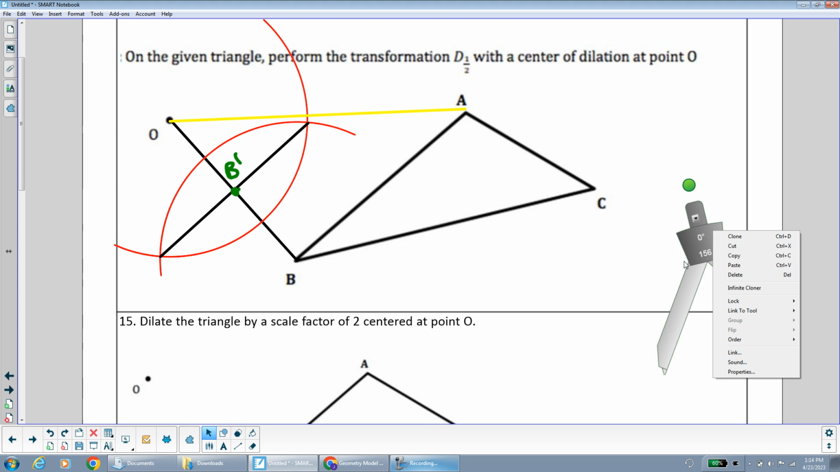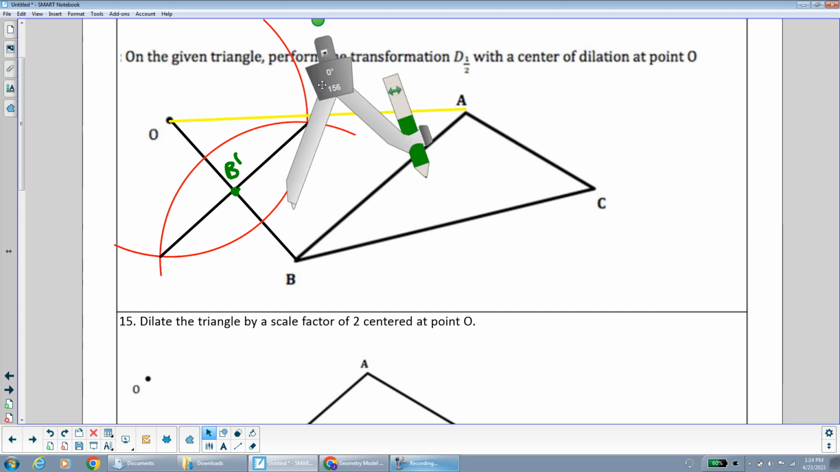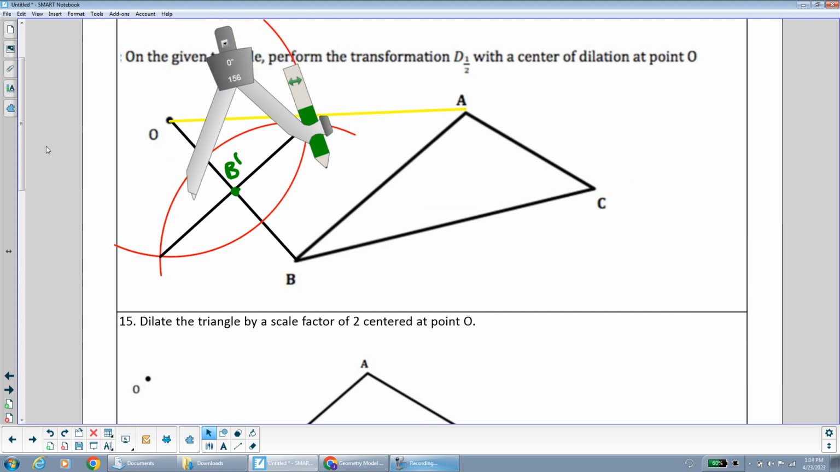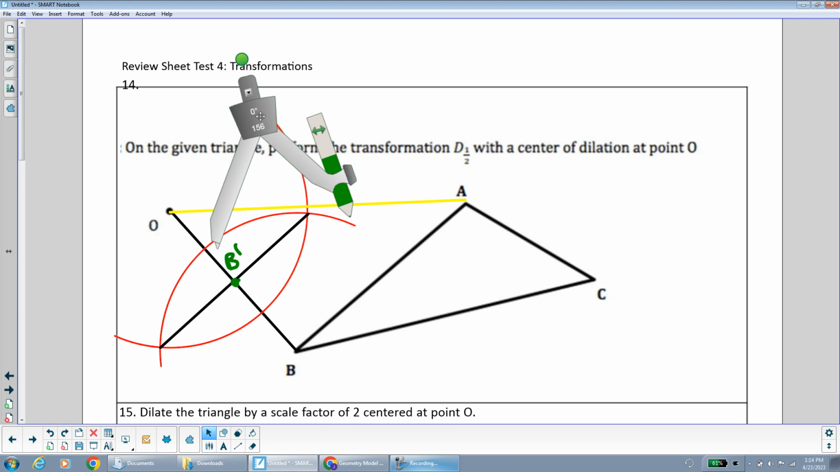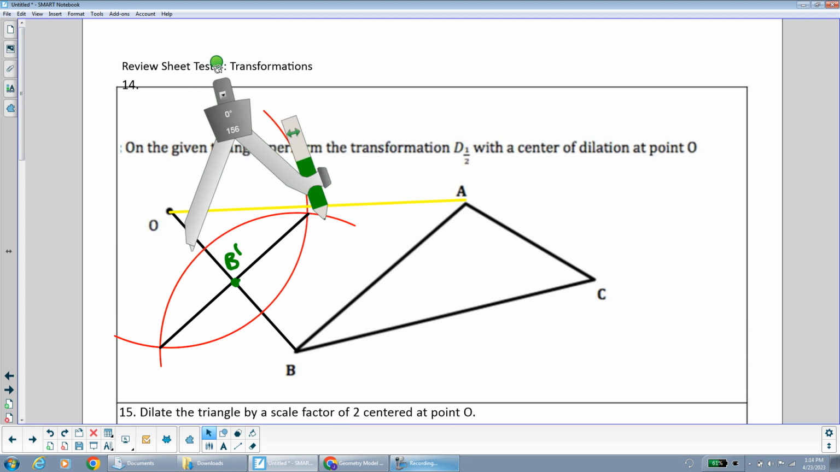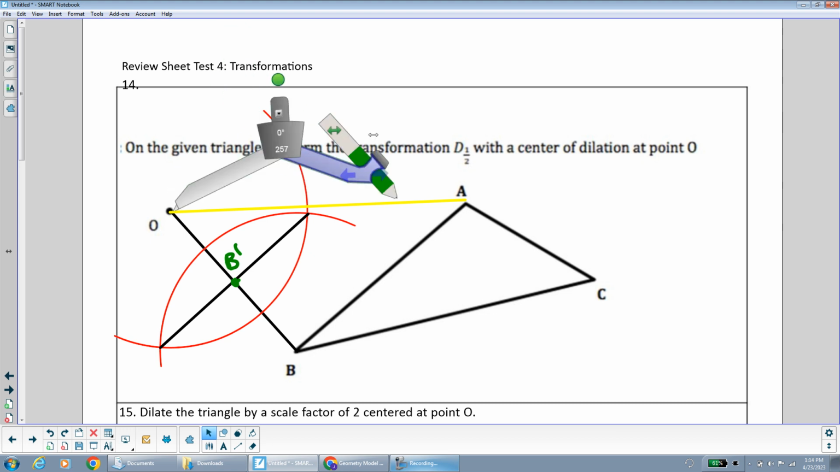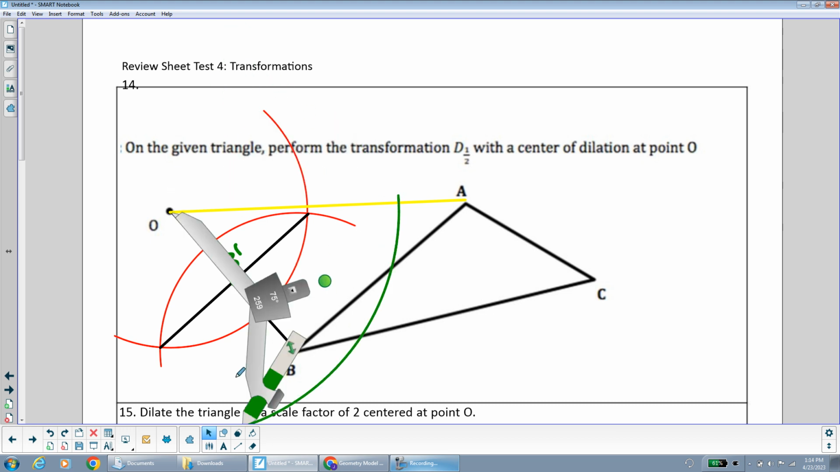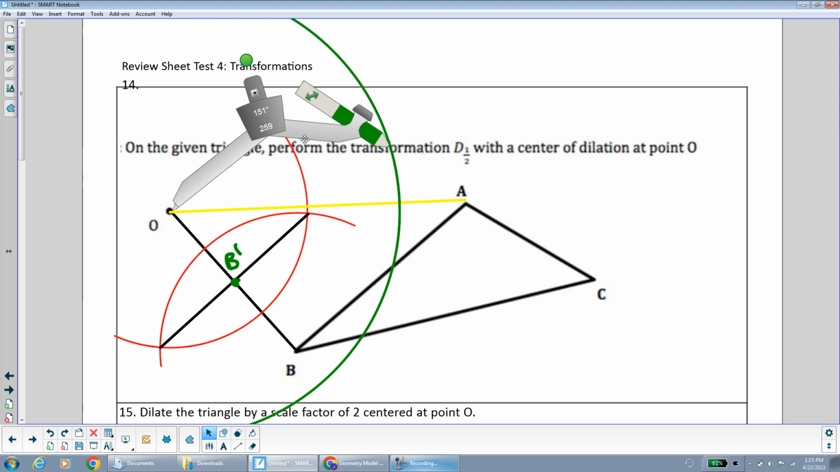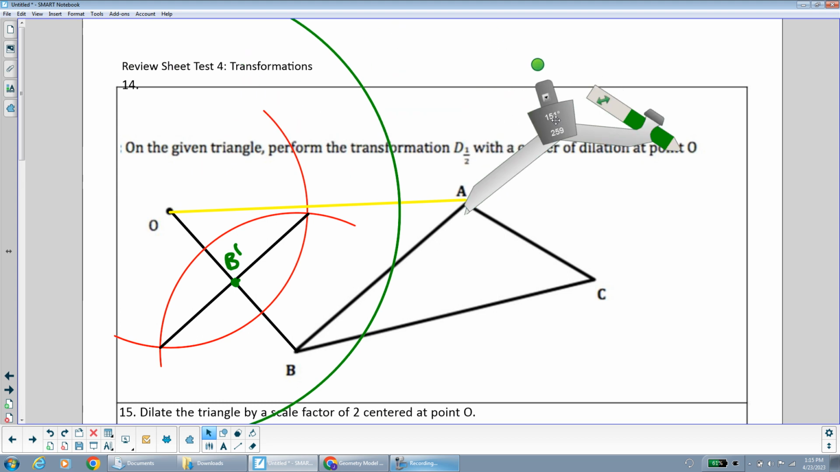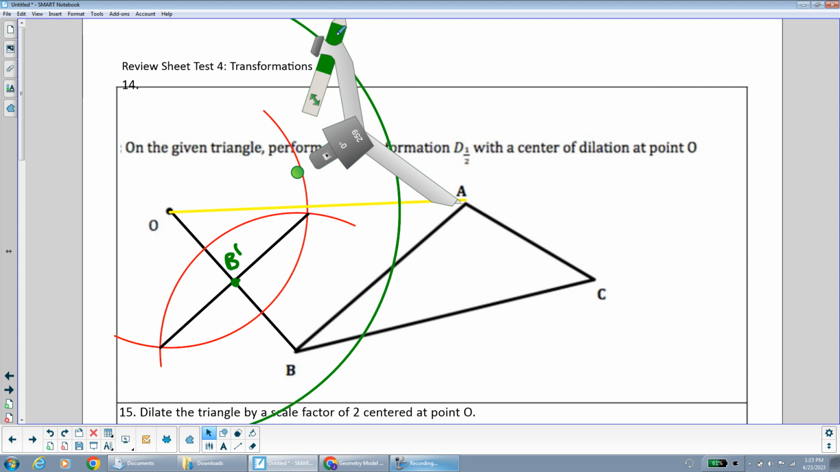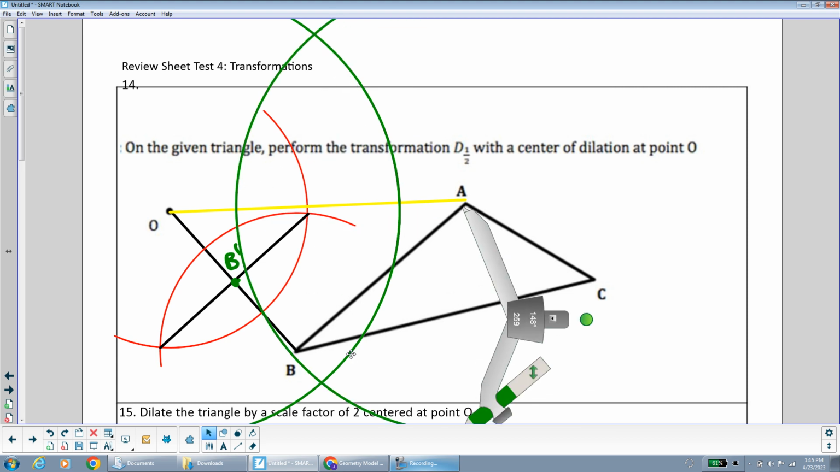So what I'm going to do is take my compass and do the perpendicular bisector again. Let me get some more space for myself. This time from O to A. Okay, so more than halfway down, it doesn't matter exactly how much. Arc above, arc below, over to the other endpoint. There we go. And right through those intersection points.